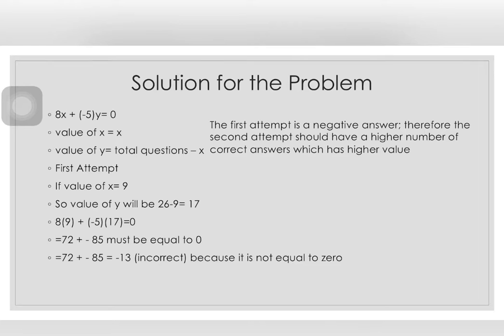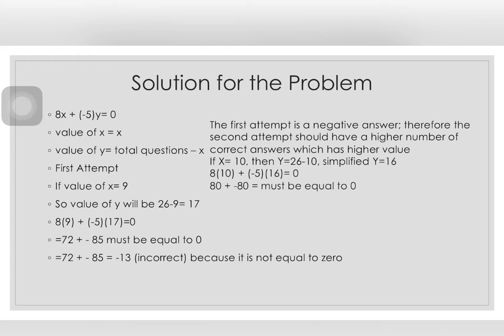My first attempt gave a negative answer. Therefore, the second attempt should have a higher number of correct answers, which has a higher value. For my second attempt, I tried x equal to 10, then y is equal to 26 minus 10. Simplifying this, y is equal to 16. 8 times 10 plus -5 times 16 should be equal to 0. In simplified form, 80 plus -80 is equal to 0. Therefore, it is right to use x as 10 and y as 16.